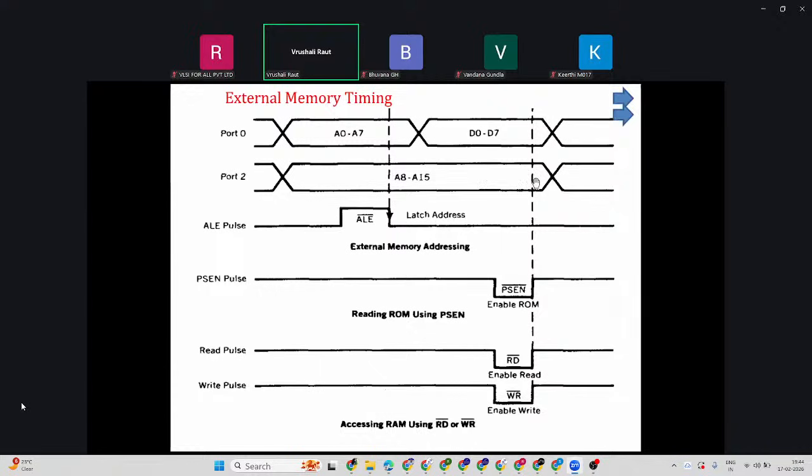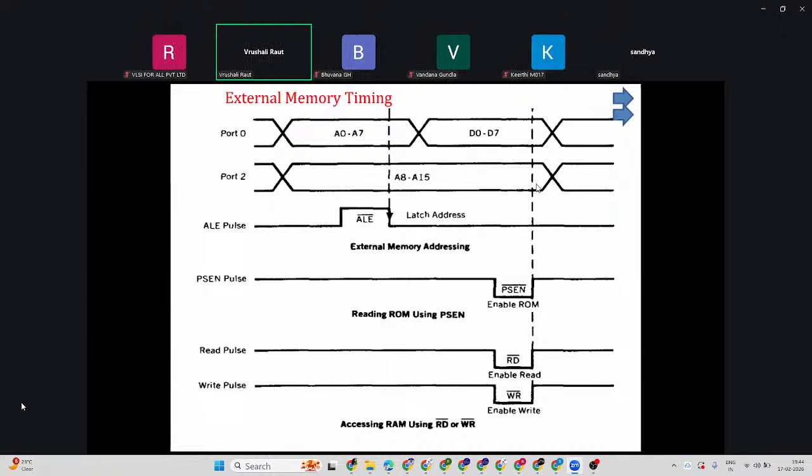Are you getting this? This is how external memory access happens, which is a very important part of 8051. Do you understand it? Any question regarding this? Because we are going to the other part now.